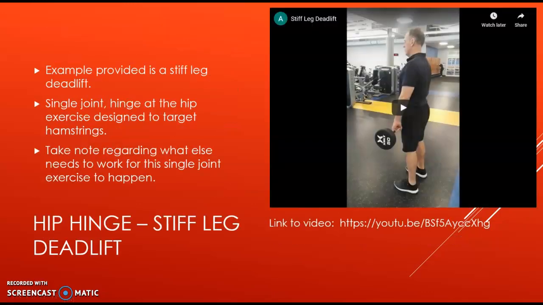This is a stiff-legged deadlift. Now, in a stiff-legged deadlift, you almost can't help but have a little bit of bend in the knees, but we're trying to focus on the hips being where we hinge. And so with this hip hinge, we're bringing the barbell down to the floor.